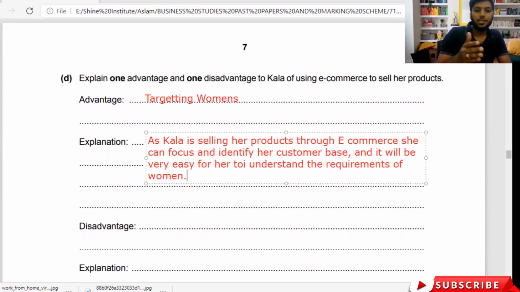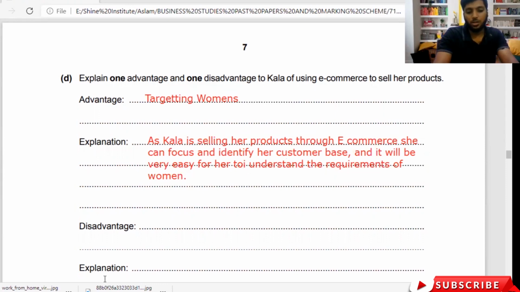So it says that as Kala is selling her products through e-commerce, she can focus and identify her customer base, and it will be very easy for her to, sorry guys, to understand the requirements of women. I have written a toy, so don't write toy in the exam. It's wrong. Then we move on to the disadvantage.